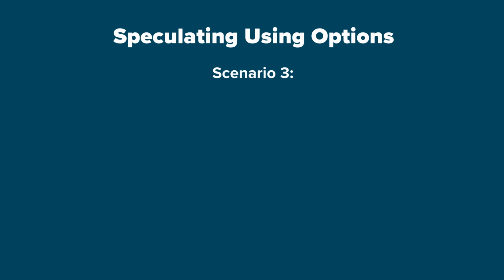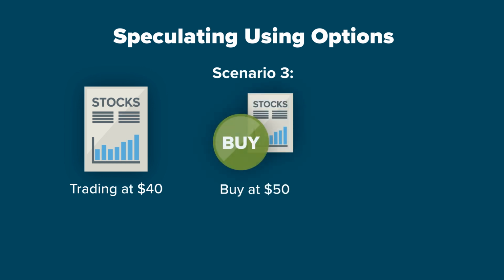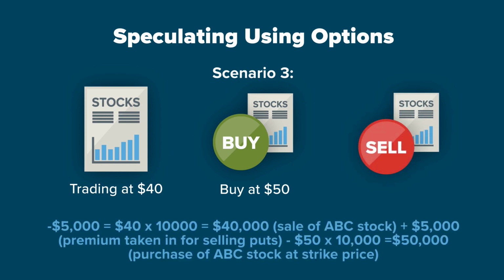Scenario 3. In 2 months' time, ABC stock is trading at $40. The puts are assigned at expiration and the investor is forced to buy the stock at $50 while it is trading in the open market at $40. If the trader sells the stock to close out the position, they will realize a loss of $5,000.